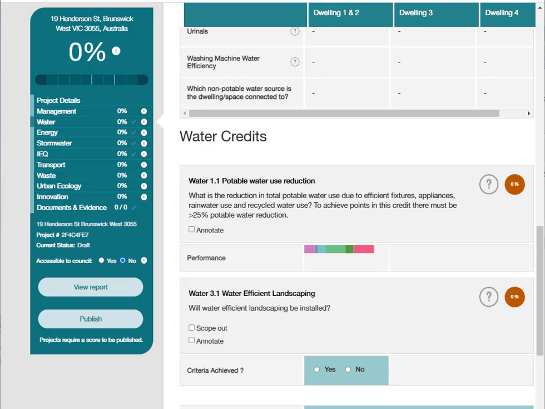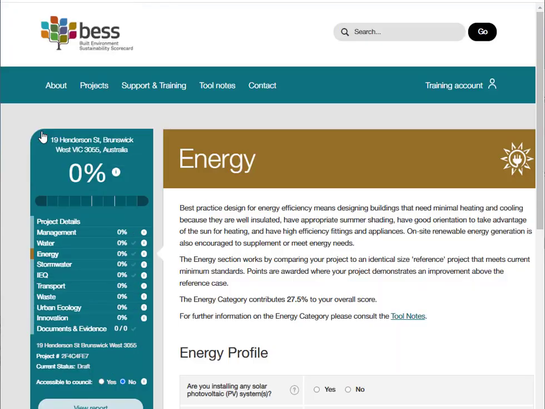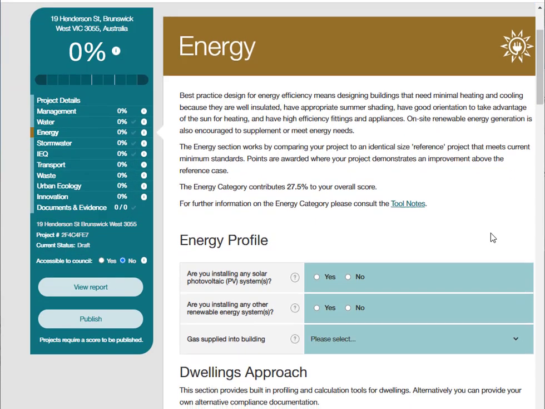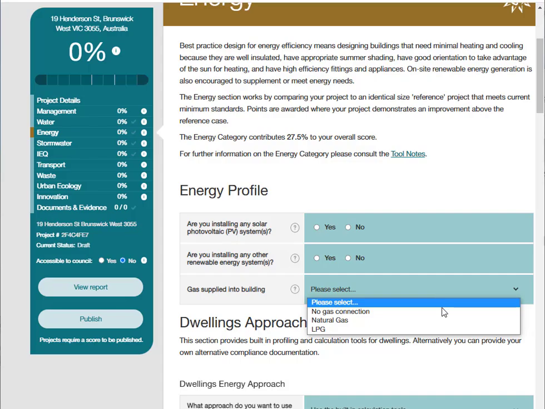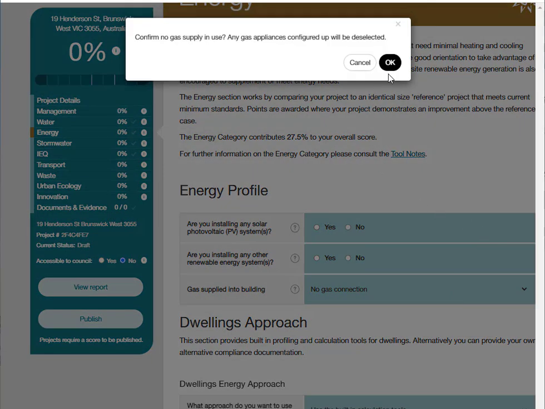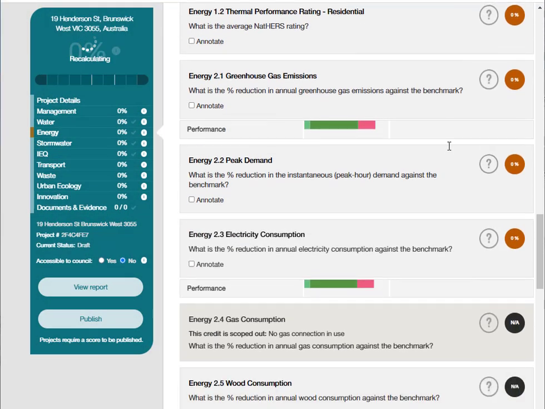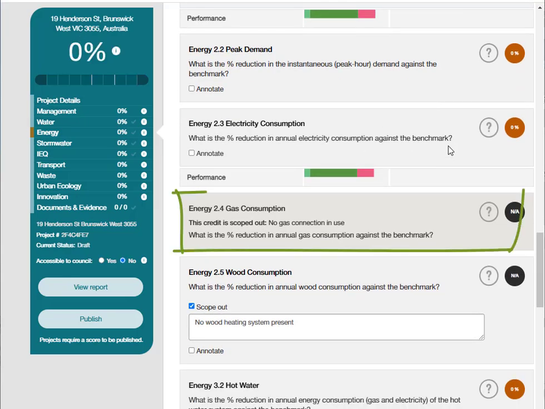Profiling questions help work out which other questions or credits are applicable to your project. For example, on the energy page, you are asked whether gas is supplied into the building. Depending on your answer here, you'll be given tailored options for appliances such as heating and hot water systems, and also the gas consumption credit will be disabled if there is no gas.